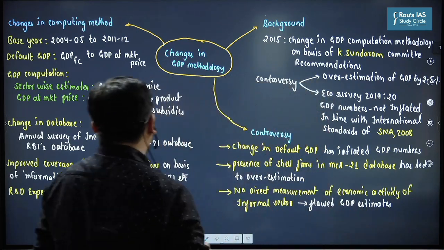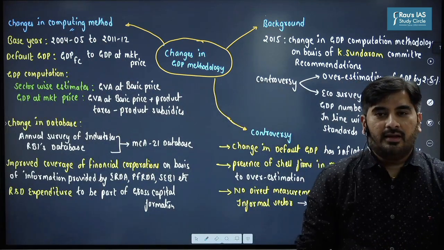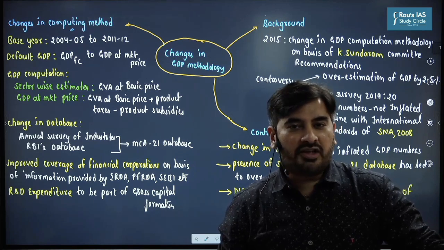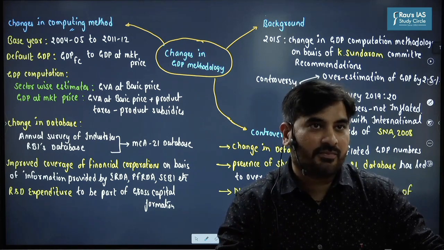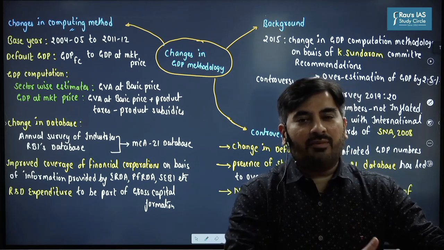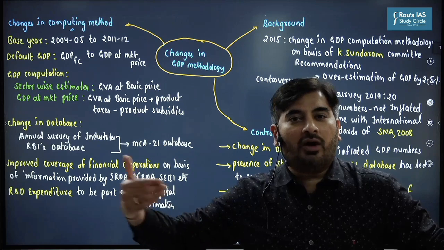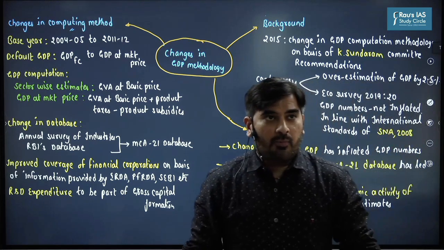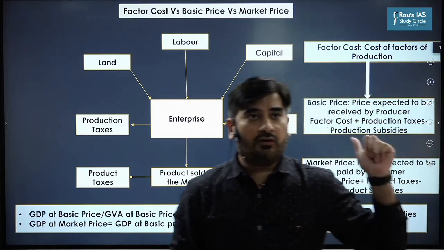So let's understand what all changes took place in the GDP computation methodology. But if I just discuss what the changes are without discussing how the GDP is actually calculated, it will be meaningless. So let me discuss how the GDP is actually calculated. Then you will be able to have much greater correlation between how GDP is calculated and what all changes were introduced. So let's understand the GDP computation methodology. I hope all of you are able to see the screen. All of you? Okay.